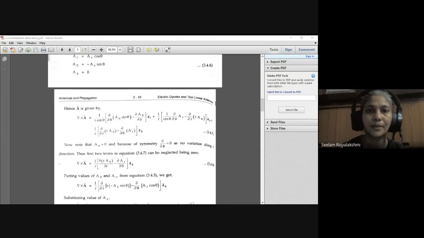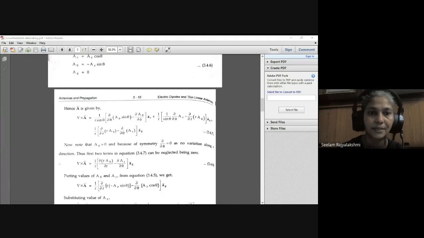If you observe here, A phi is equal to 0. So by substituting A phi equal to 0 in this equation number 7, and also because of symmetry, ∂/∂phi is also 0. So if you substitute A phi 0 and ∂/∂phi also 0, this first term vanishes. Here ∂/∂phi is 0, so this term also vanishes. Since A phi equals 0, these two terms get vanished. So finally we have this term.